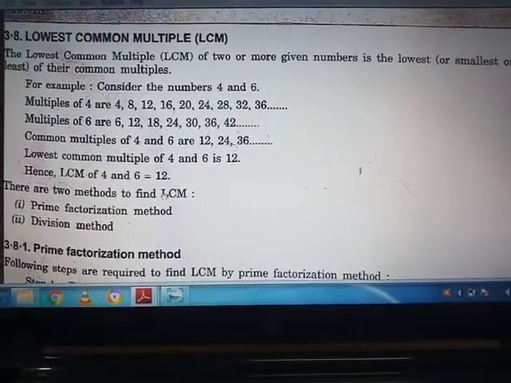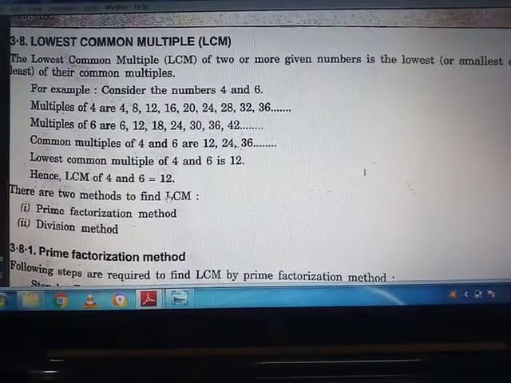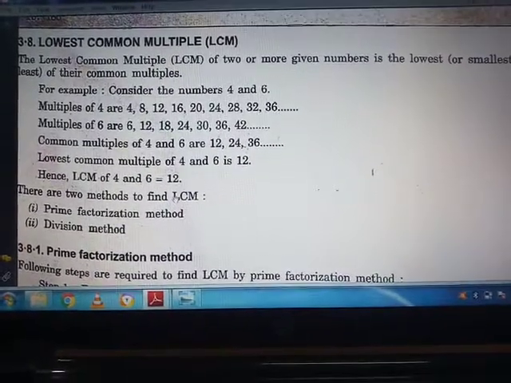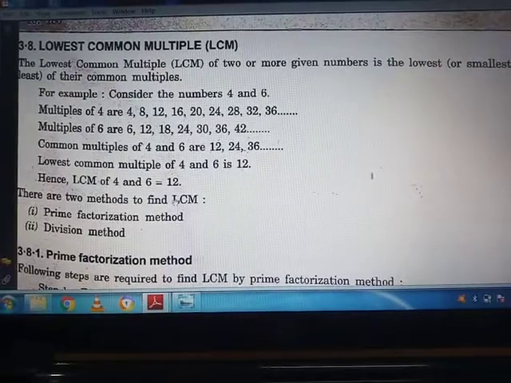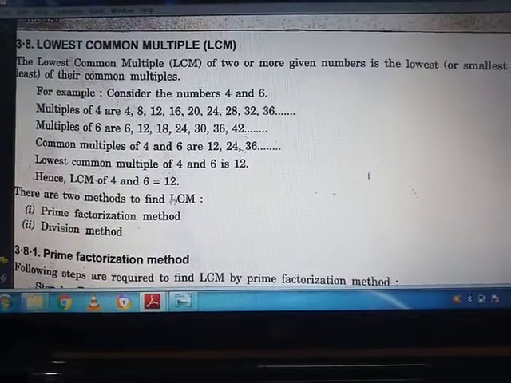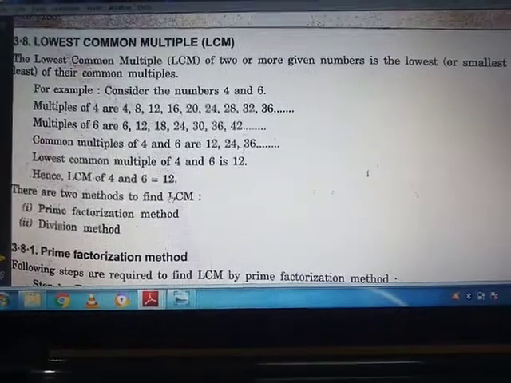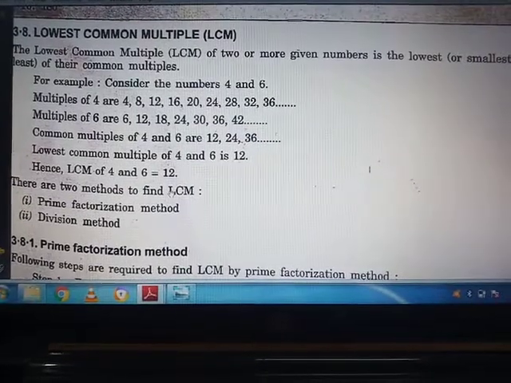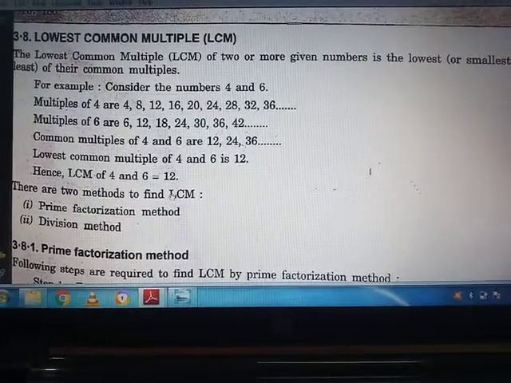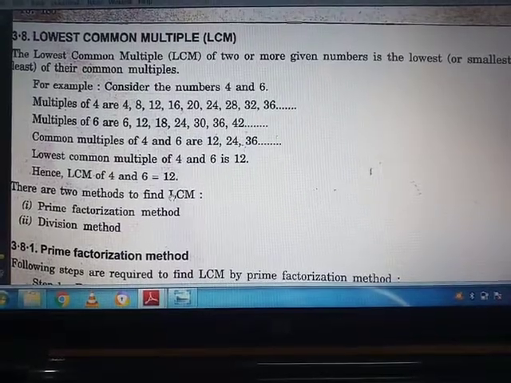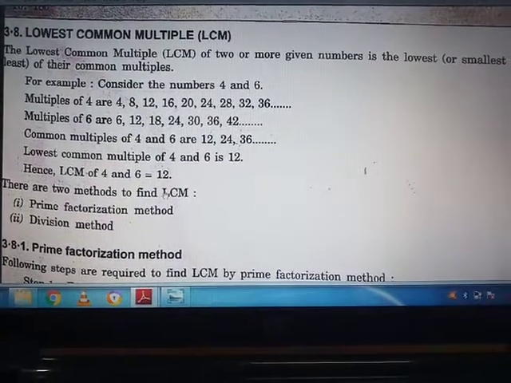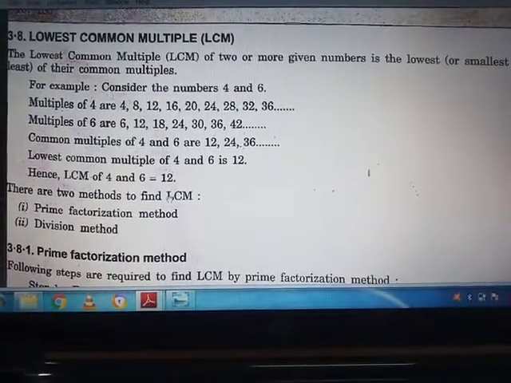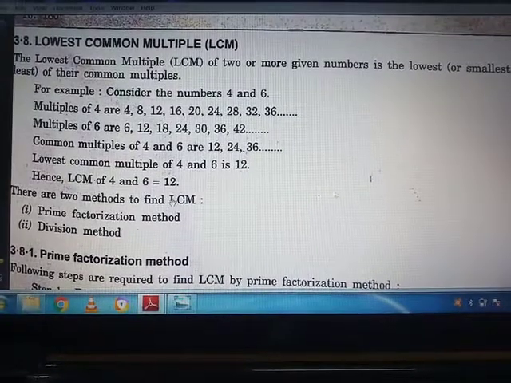Now multiples of 6 are 6, 12, 18, 24, 30, 36, 42. If you see the common multiples of 4 and 6, you will get 12, 24 and 36, and so on. So this is the lowest common multiple. The lowest common multiple of 4 and 6 is 12. That is the lowest number which is a multiple of both numbers, 12 only. Hence the LCM is 12.